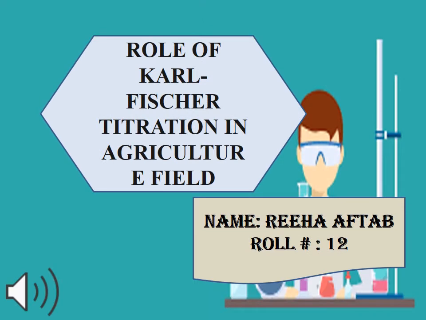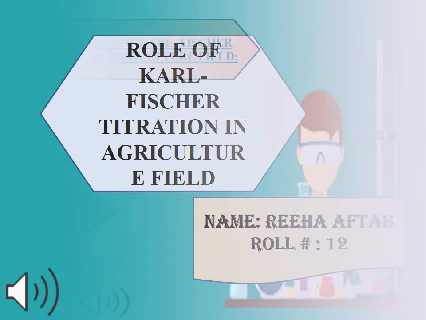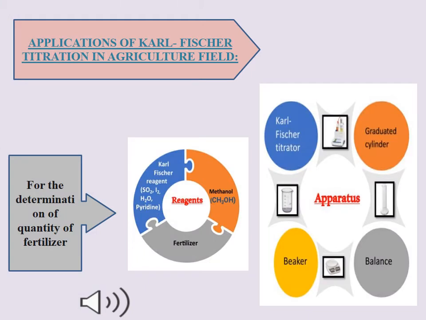Assalamualaikum, I'm Miha Tabkiani and I'll start with the role of Karl Fischer titration, also known as KF titration, in the agricultural field. In the agricultural field, KF titration is basically used for the determination of the quality of fertilizers. First of all, for the process of titration, we need certain reagents and operators. The operators include the KF titrator, graduated cylinder, beaker, and a balance. The images of all the operators are given. Then the reagents are the KF reagent that includes sulfur dioxide, iodine, along with the solvent, pyridine and methanol, and the fertilizer that is to be analyzed.